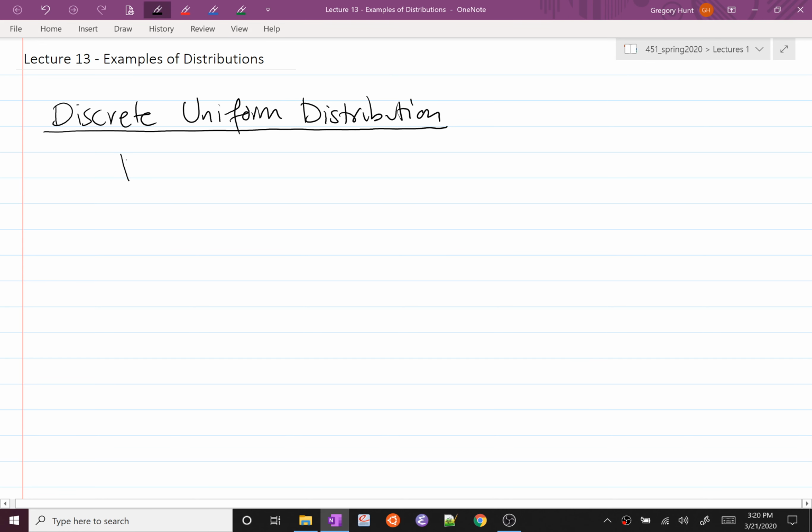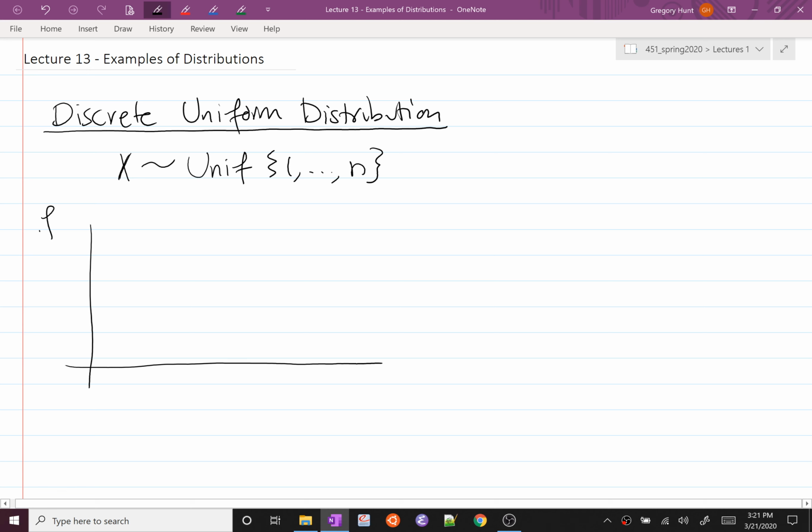So let's say a random variable X is distributed as UNIF, uniform, on the numbers 1 to, let's use a lowercase n here. This is the notation for the discrete uniform distribution. We write X distributed uniform 1 to n to mean that X can take on with positive probability any of the values 1 to n, and it does so with equal probability at all these values.